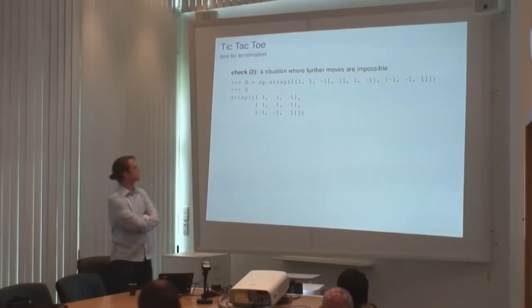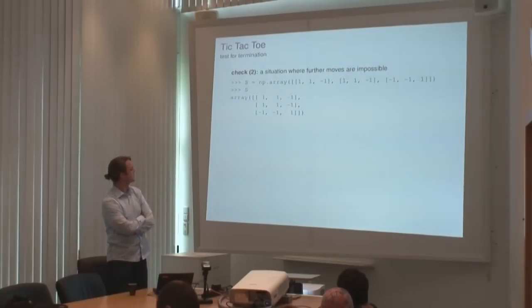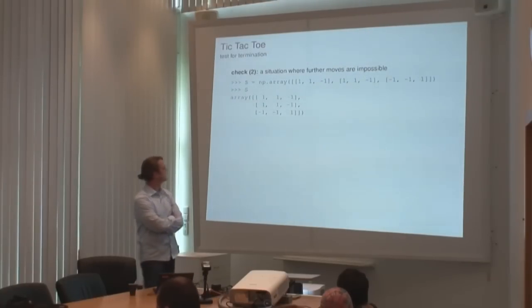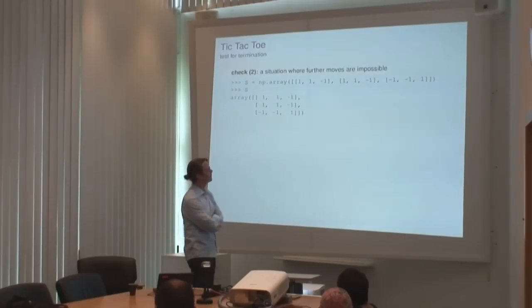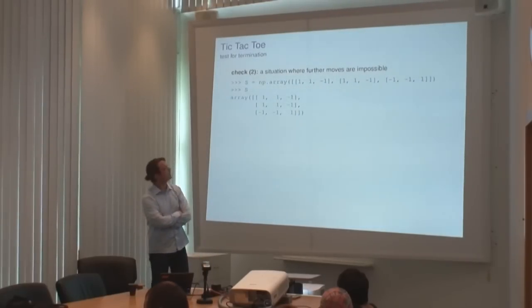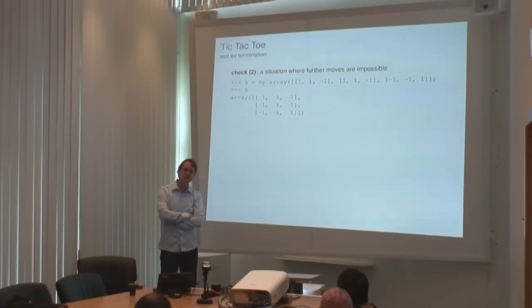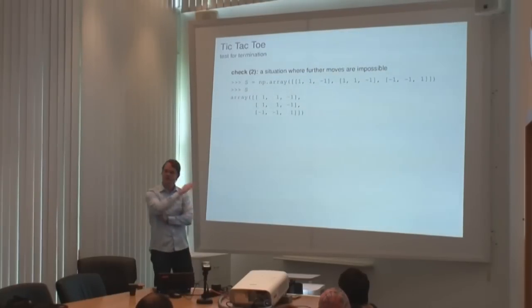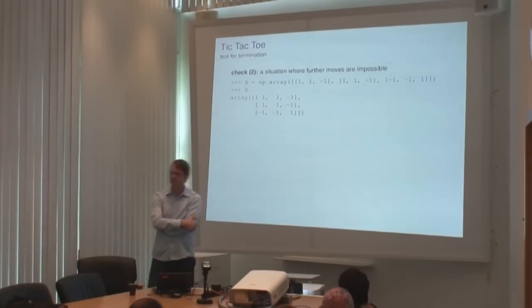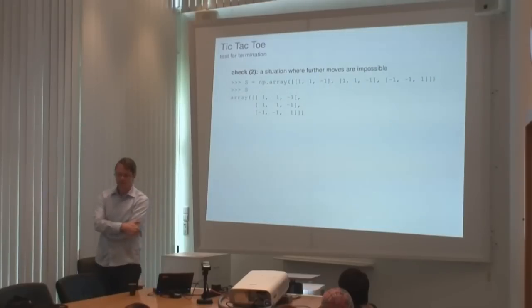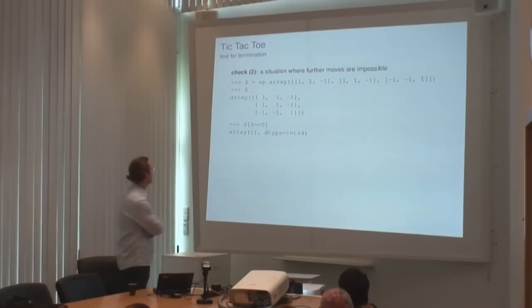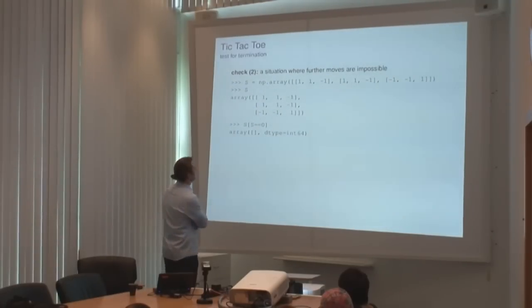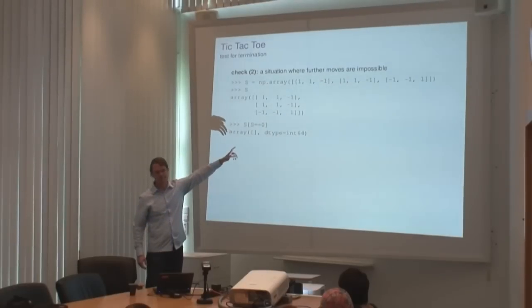So let's verify this. Here is another game state. This is actually a game state where player 1 has won. Why is that? Because there are 1s in the diagonal. Exactly. So along the diagonal there's 3 1s. Obviously this matrix does not contain a 0 anymore. So what happens if we compute this? It gives us an empty array.